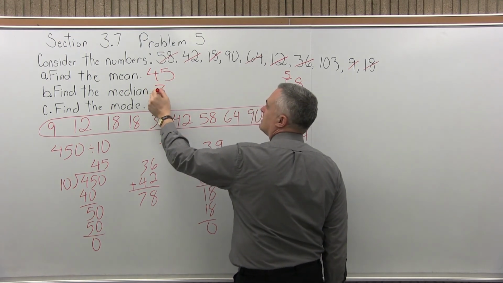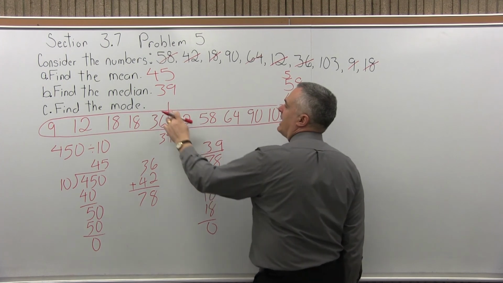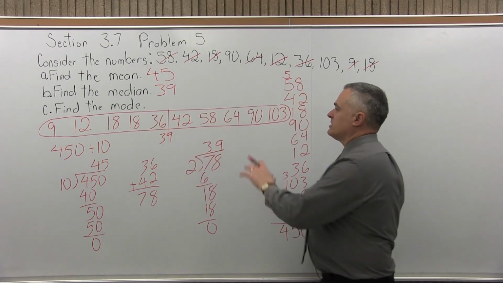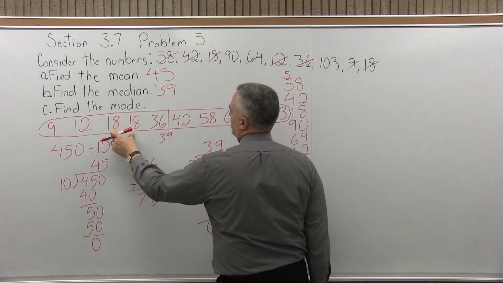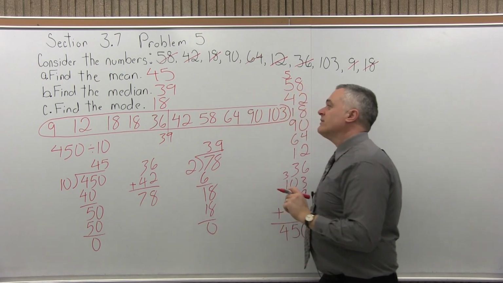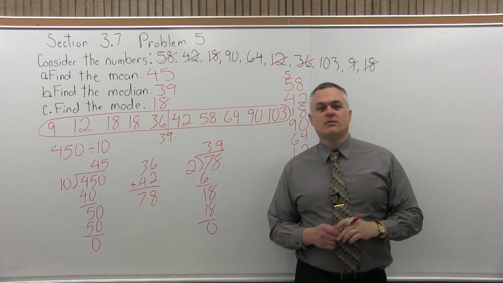So that's the median. Now the mode is the most common data value in the list, and especially now that the list is in order, I can see the only repeated value is the 18, so that makes it the mode. So the mean is 45, the median is 39, and the mode is 18.